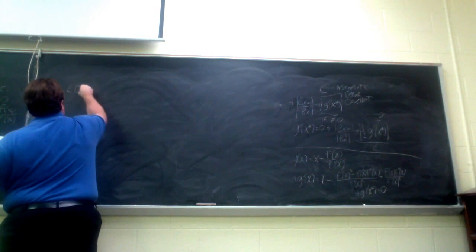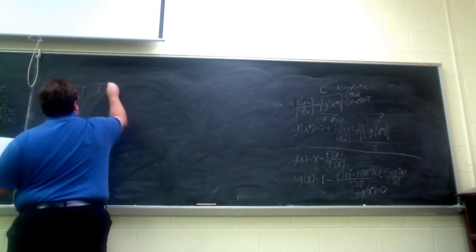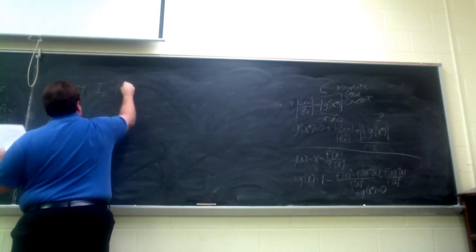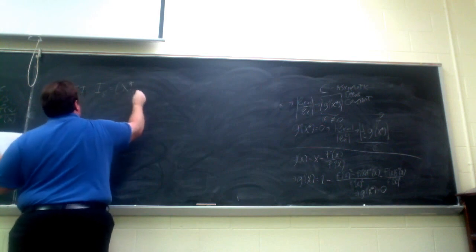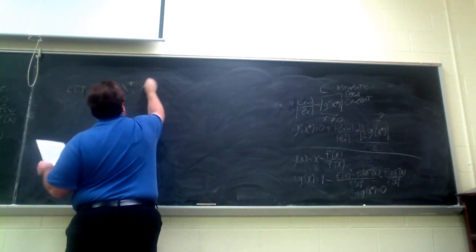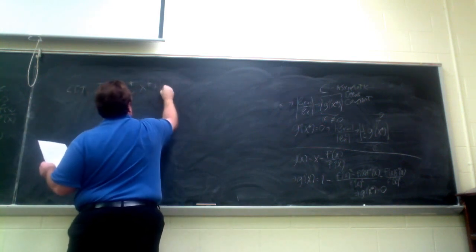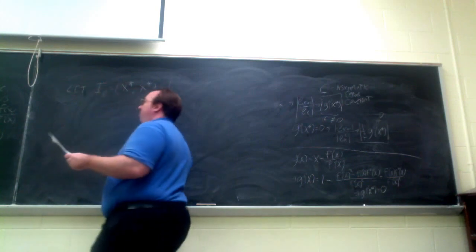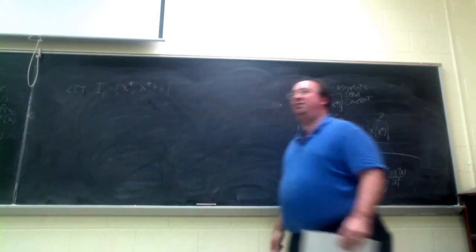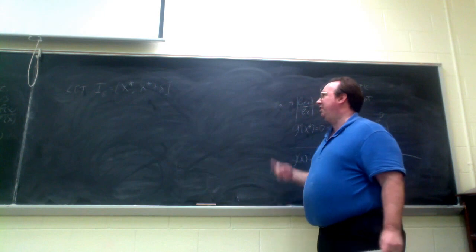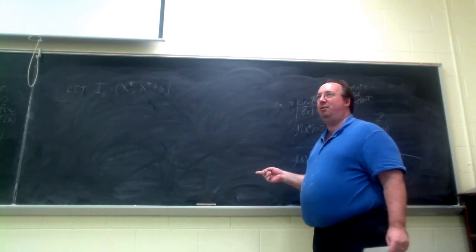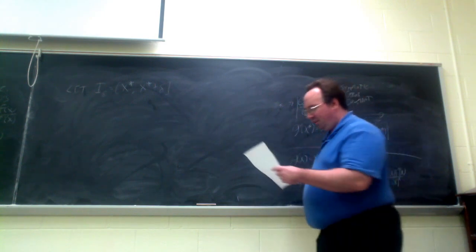So I need to define an interval starting at the root and then extending past that point by delta. Now normally when we use letters like epsilon and delta, it's assumed that they're small. But here I'm not going to assume delta is small. In fact, delta could be as large as you like.